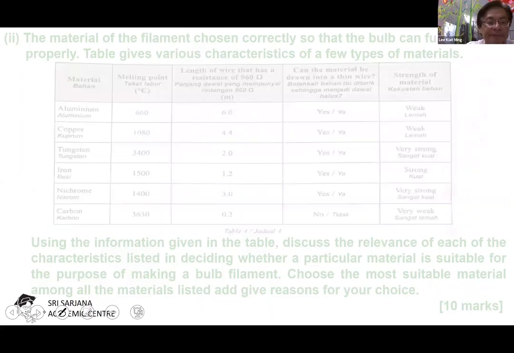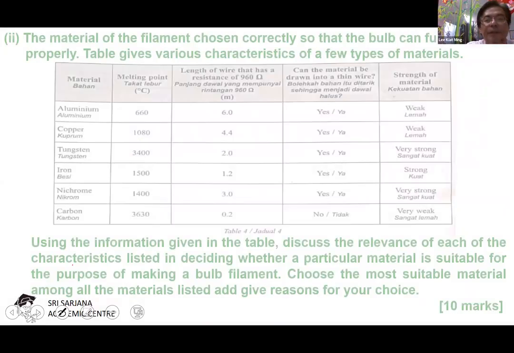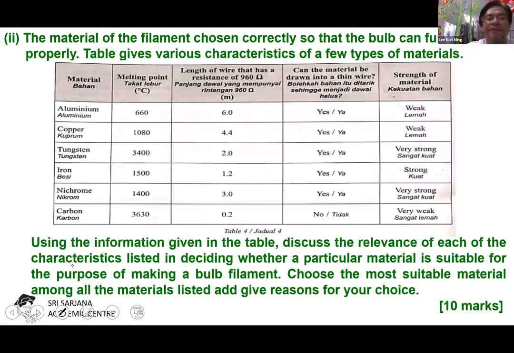Now this is the last one. You are shown a table. The table gives various characteristics of a few types of material. Using the information, discuss the relevance of each of the characteristics in deciding whether a particular material is suitable. Suitable for what? For the purpose of making a bulb filament, this type of bulb.